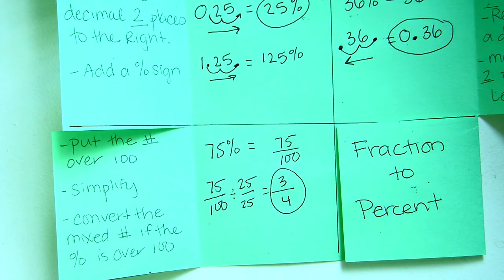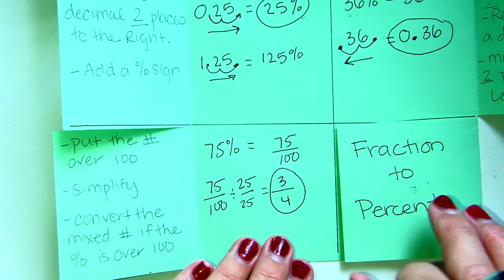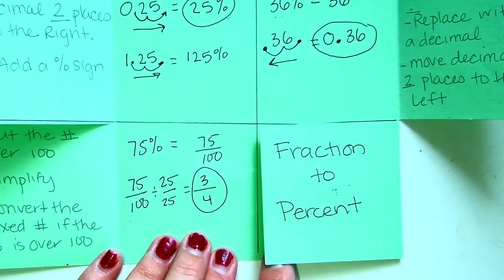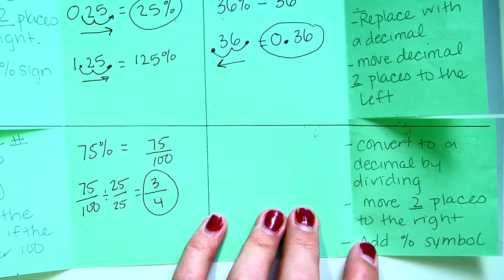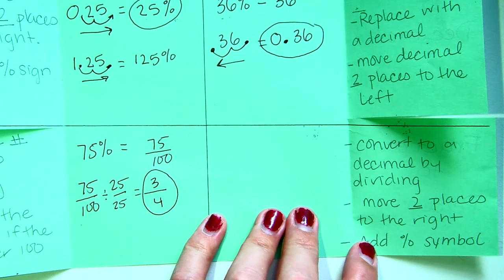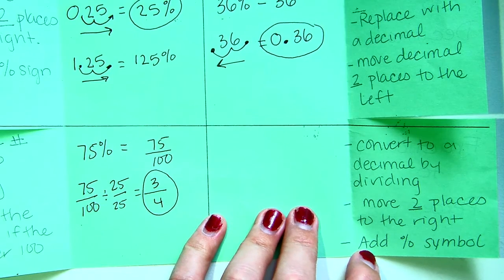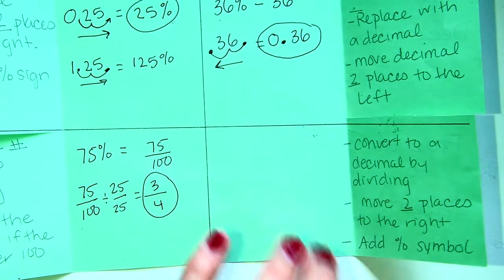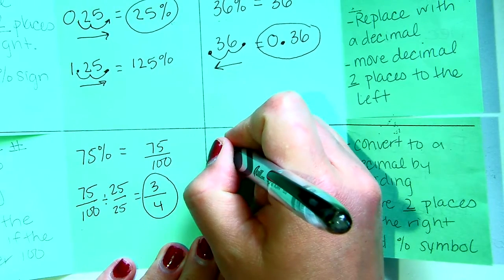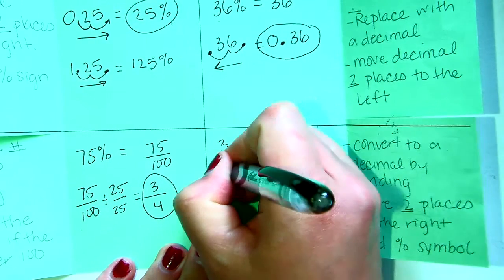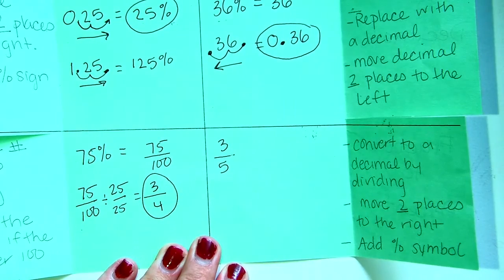Now lastly, and the one that happens to be a little bit more difficult, is turning a fraction into a percent. So when we turn a fraction into a percent, we are going to begin by converting our fraction into a decimal by dividing. Then we're going to move our decimal 2 places to the right and add a percent symbol. So let's say I have the fraction 3/5. Now I'm going to turn this into a decimal by dividing.